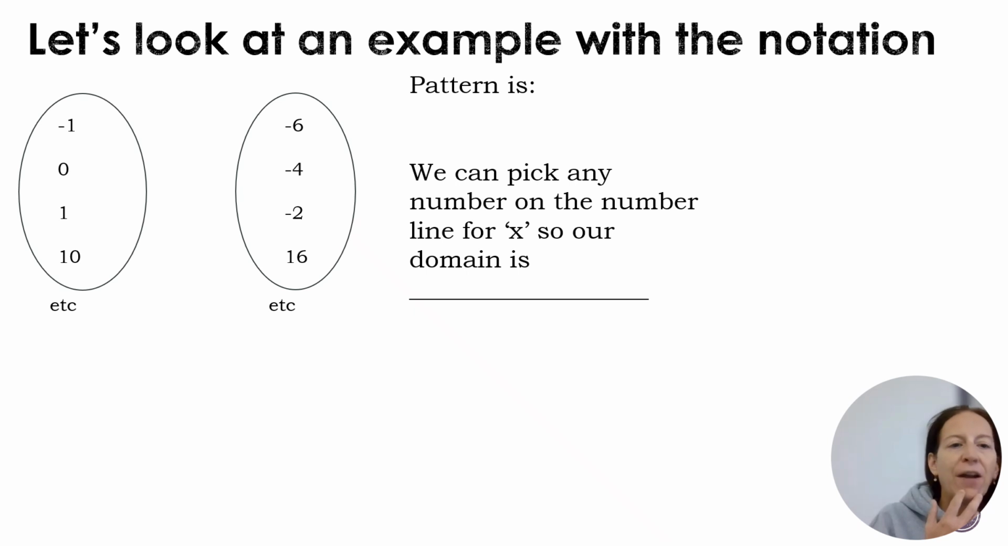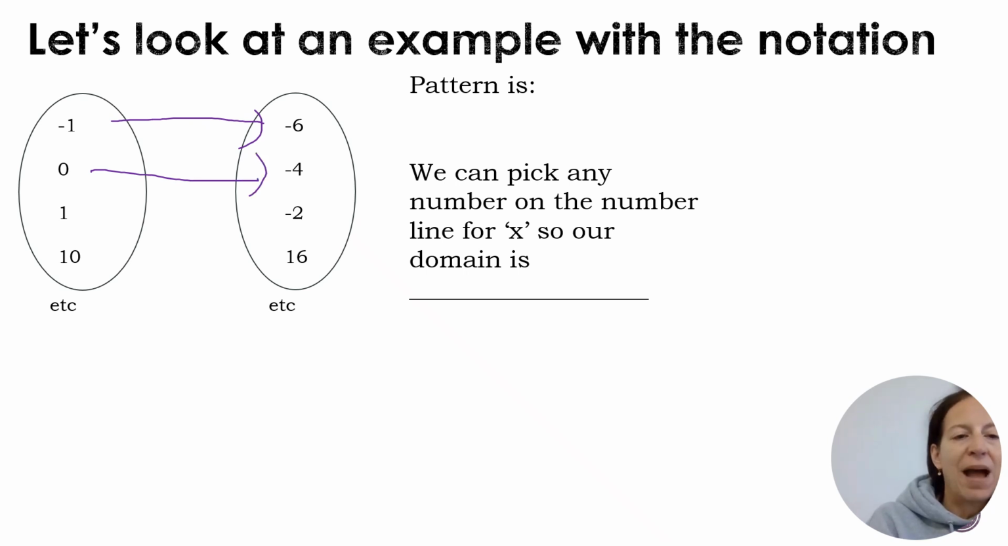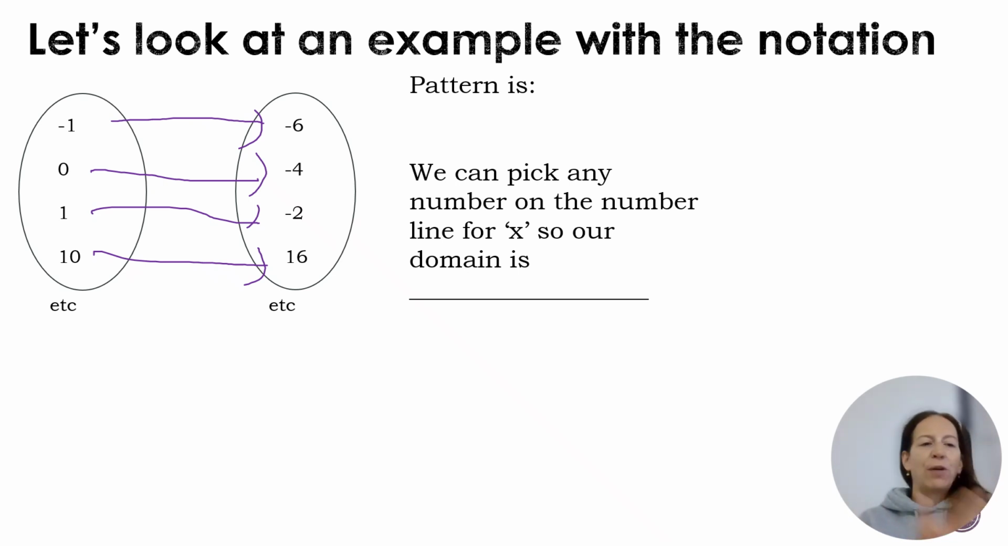So the pattern here, and I think in my notebook, the 10 was an add-in, okay? But this is where it can get a little tricky. So you've got -1, and it maps over to a -6. And then you have a 0, and it maps to a -4. 1 maps to -2, and 10 maps to 16. Now, this is a little tricky. What's the pattern? How are you getting from a -1 to a -6?